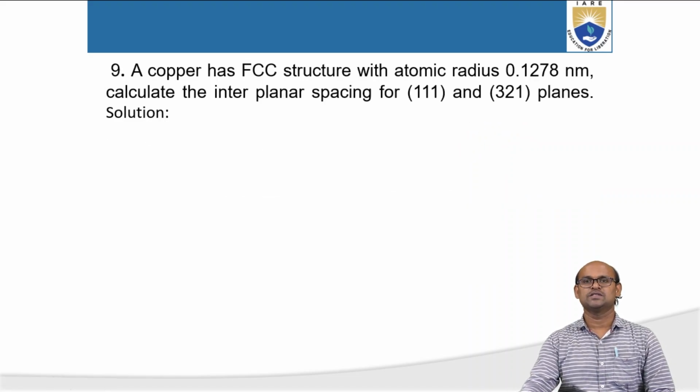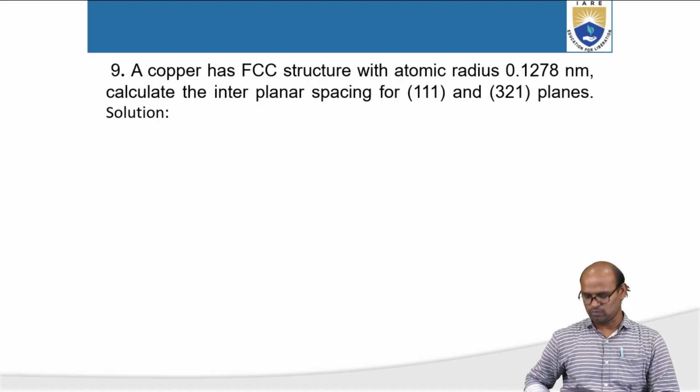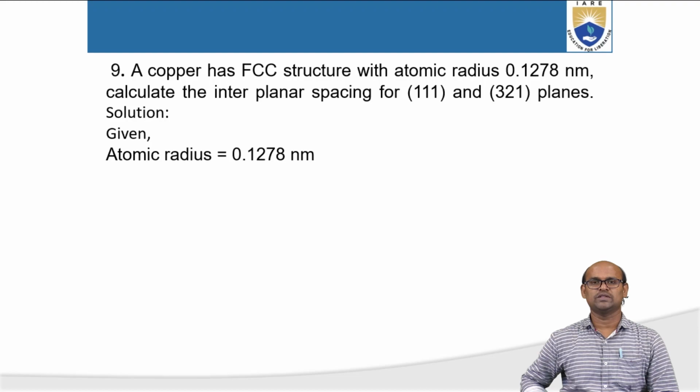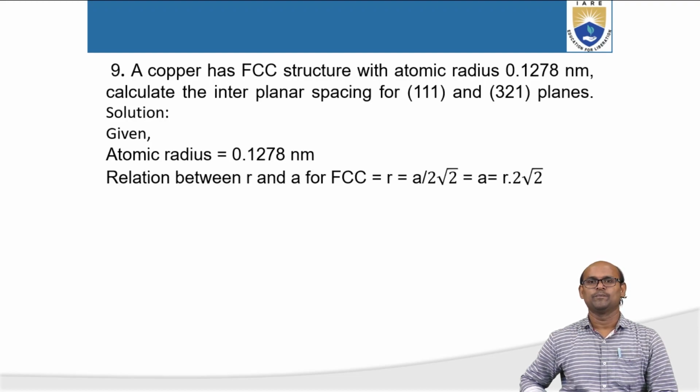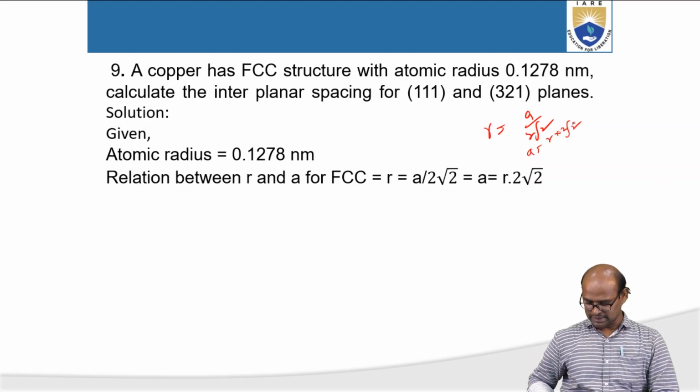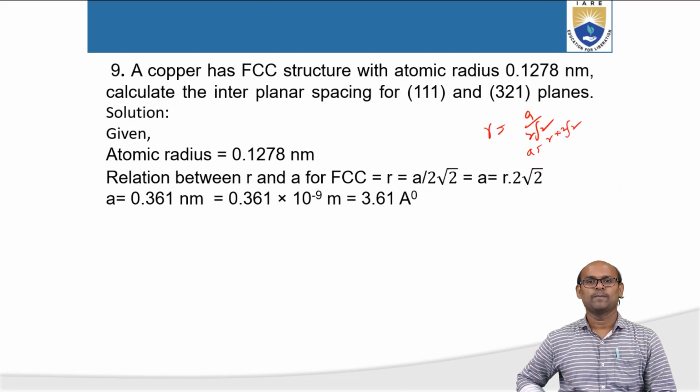A copper has FCC structure with atomic radius 0.1278 nanometers. Calculate the interplanar spacing for 111 and 321 planes. Okay, so FCC structure, we have to calculate the interplanar spacing. Start with the given: atomic radius is given, and FCC structure they have mentioned. For the FCC structure, the relation between R and A is R is equal to A by 2 root 2. Did they give A? No, they have not given A, but they have given R, the atomic radius. So A is equal to R into 2 root 2. So you calculate A.